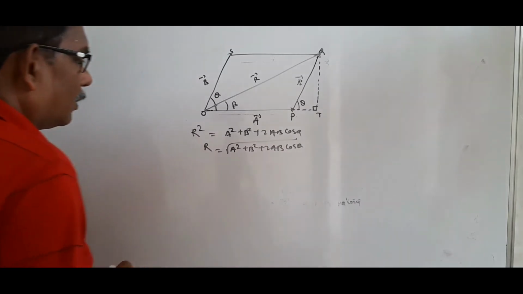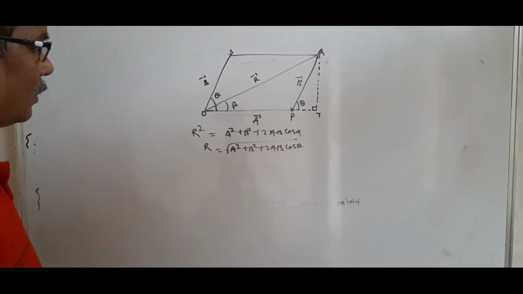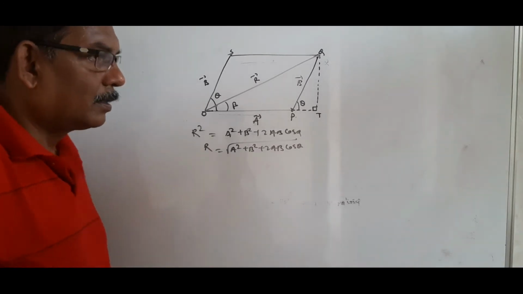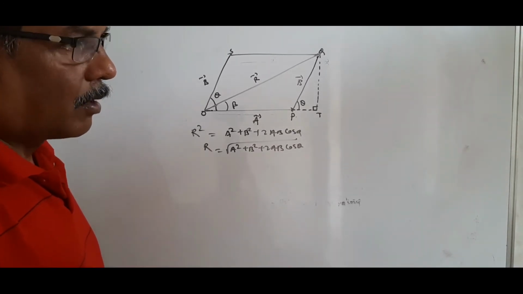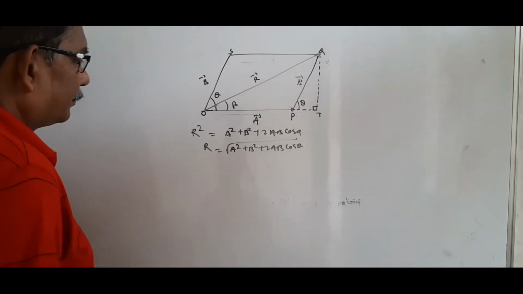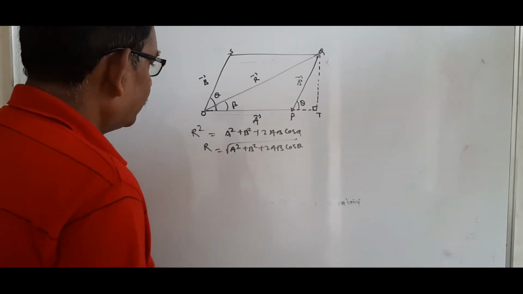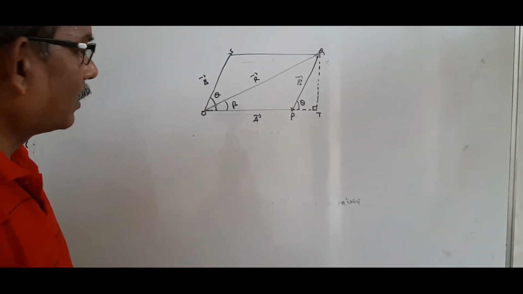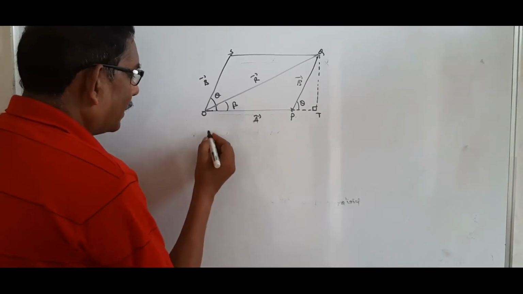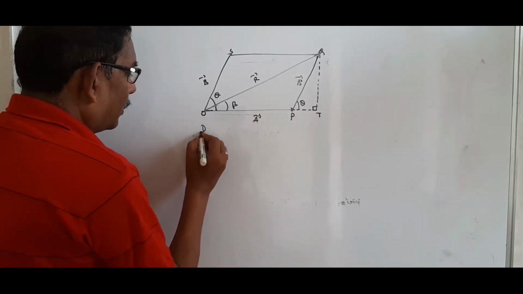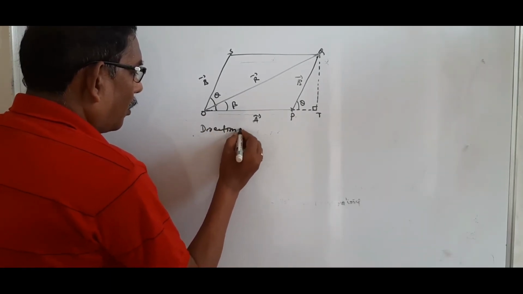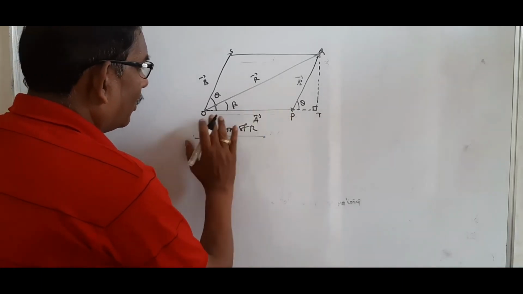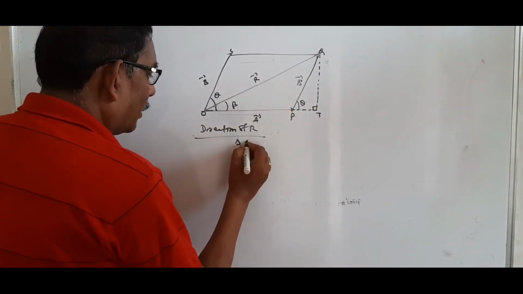In this way, you find out the resultant of the two vectors by using the parallelogram law of vector addition. Now, the direction of R. How to find out the direction of R? Again, you take the right angle triangle OTQ.